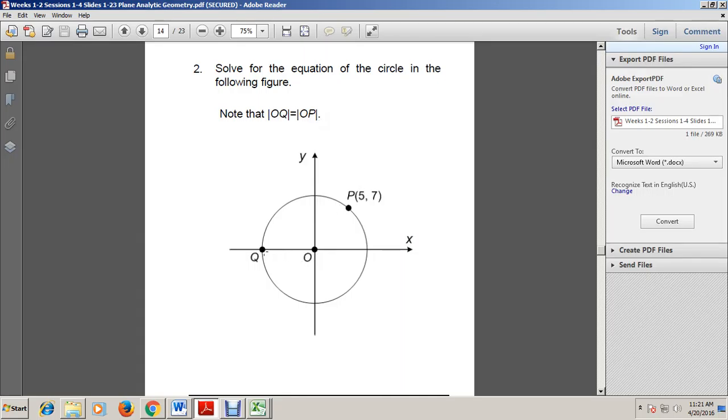Why is it that we have this note of the line segment OQ being equal to the line segment OP? It is because for every circle, the distance of any point from the center of the circle is equal to the radius of the circle, and is of equal distance at any given point for as long as it is measured from the center of the circle. So this distance is equal to this distance. OQ is equal to OP.